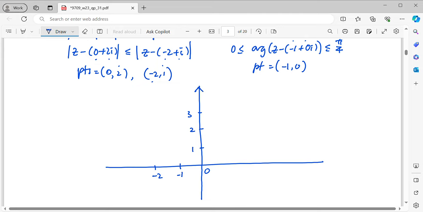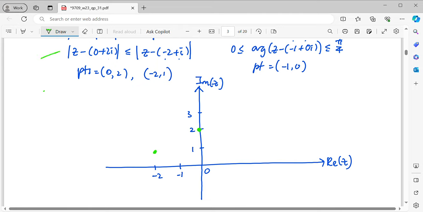So here I will label as imaginary axis, and then this is the real axis. Now mark these 2 points, 0, 2, and then minus 2, 1.